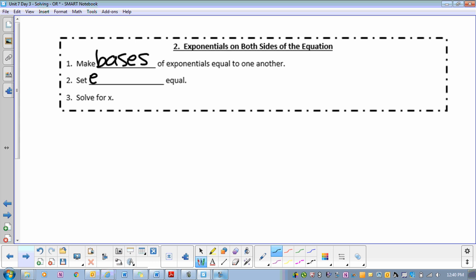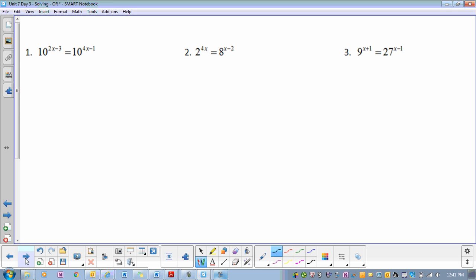And then you can set your exponents equal to each other. If they have the same base, you could just drop the base and make those exponents equal, because if they're the same, they're not going to affect anything. And then solve for x. All right, let's try it.